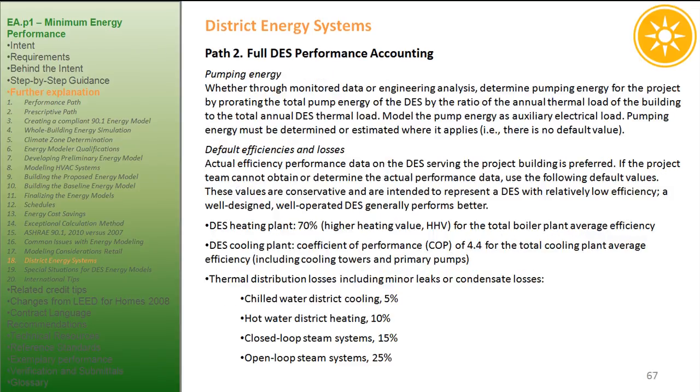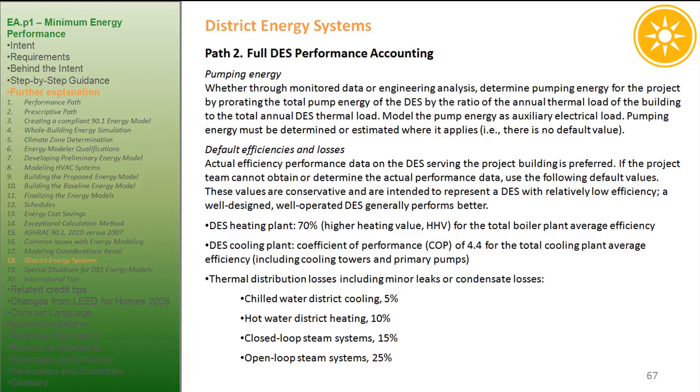Pumping energy. Whether through monitored data or engineering analysis, determine pumping energy for the project by prorating the total pump energy of the DES by the ratio of the annual thermal load of the building to the total annual DES thermal load. Model the pump energy as auxiliary electrical load. Pumping energy must be determined or estimated where it applies; that is, there is no default value.